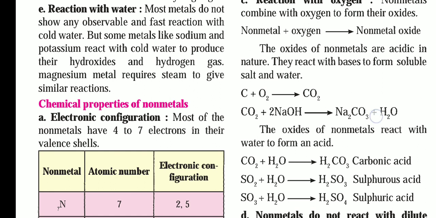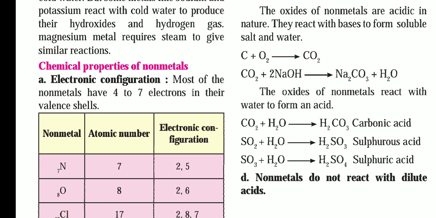Now what is given further: the oxide of non-metal reacts with water to form an acid. Okay, when a non-metal oxide is created, here the example given is CO2. C is carbon, a non-metal, and it reacts with oxygen, so a non-metal oxide is formed. Then this non-metal oxide will react with water to form an acid.